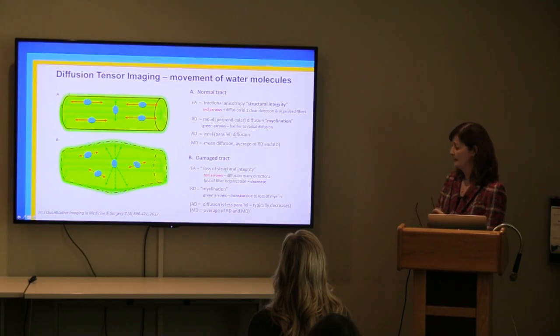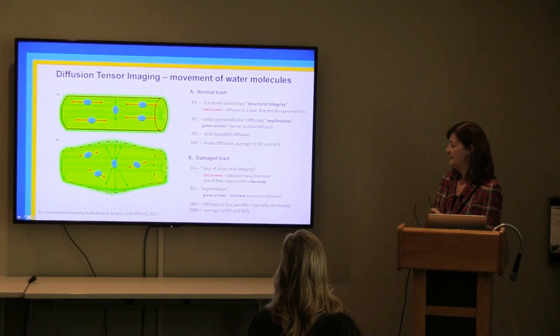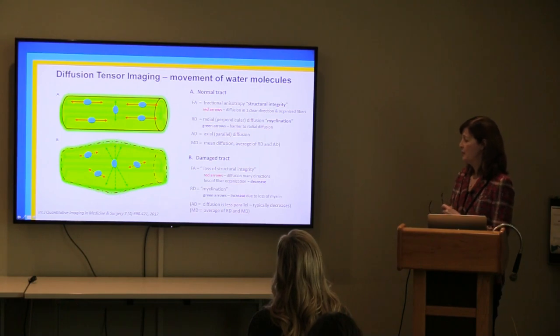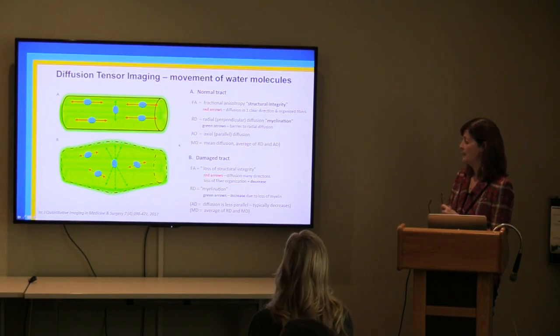If we look at a damaged track, diffusion is in many directions, isn't it? And there's a loss of fiber organization. They're not lined up in the same way. So FA decreases in a damaged track. Then RD actually increases because the interference of myelin has been damaged. So there's more movement radially, and that measure increases. And those are the two measures that are sort of more clear to explain. AD is also affected, as diffusion is less parallel, sort of like what we saw with FA.